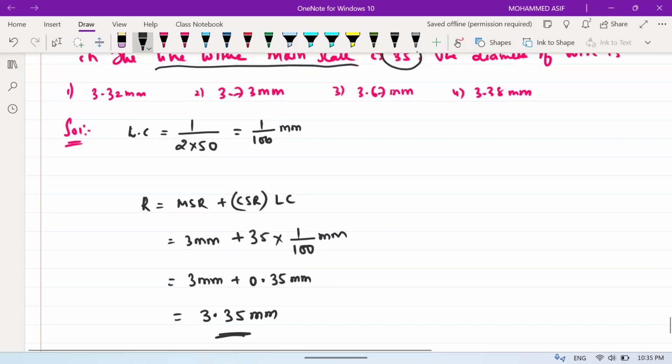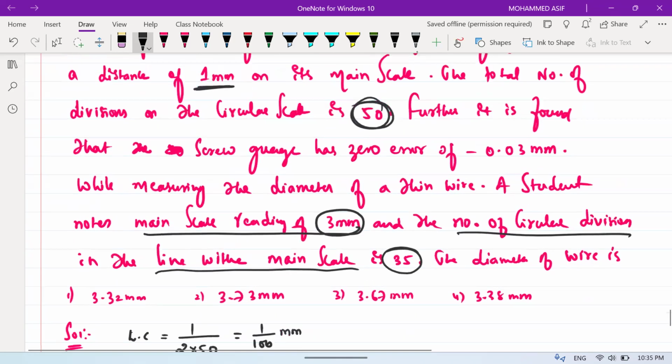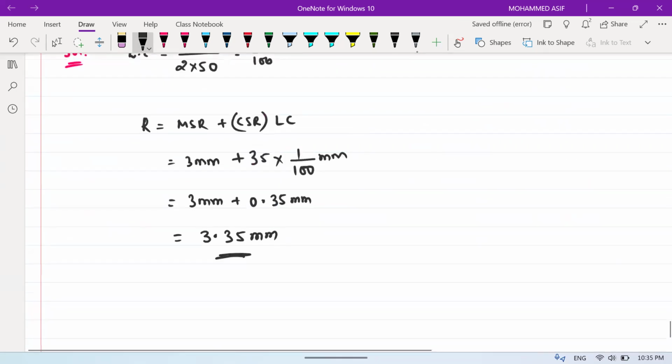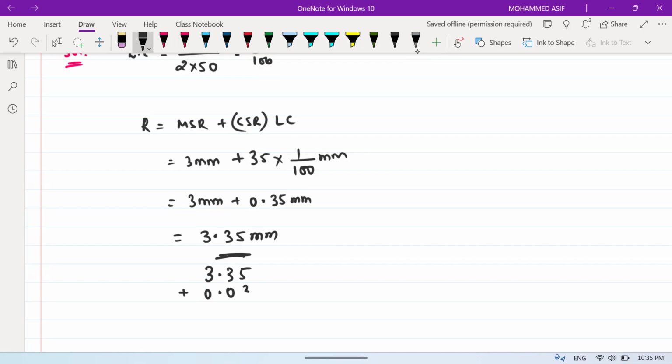Isn't it? But what is the other data given in the problem? It has a zero error of how much? Minus 0.03. If the error is negative, it will be added. That means this value will be equal to how much? Doing the correction, this will be 3.35 plus the error, 0.03. This will be 3.38 mm, which is the answer.